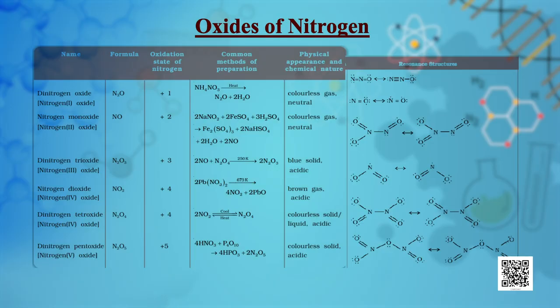In dinitrogen pentoxide, you see that oxidation state of nitrogen is plus 5. Because it has 5 valence electrons to be shifted to more electronegative oxygen, but it is making only 4 bonds, not 5, and this is because it has only 4 valence orbitals available for overlapping.